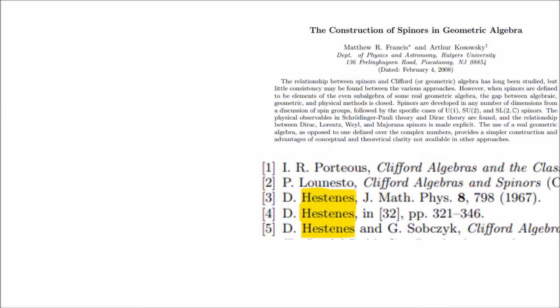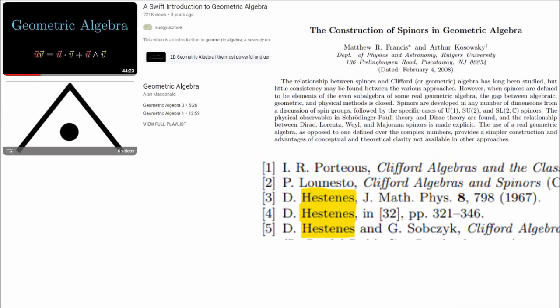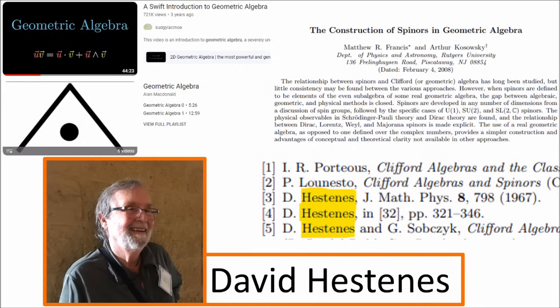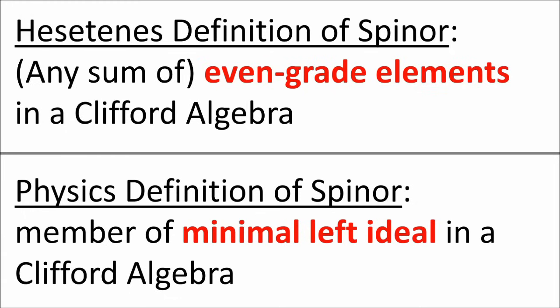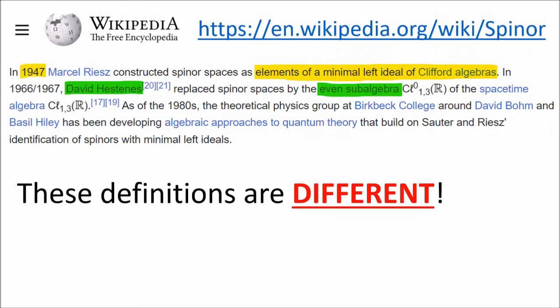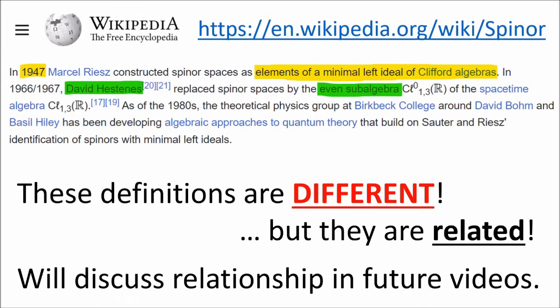I'm going to finish off this video with a warning. If you've been reading papers or watching videos on geometric algebra based on the work of a mathematician named David Hestenes, you might have heard people say that a spinor is defined as any sum of even grade elements in a Clifford algebra. This is not the definition of spinor that I'm using in this video series. I'm defining spinors as members of minimal left ideals in Clifford algebras. These two definitions are different, but they are related. I'll explain the relationship between these two definitions in future videos.